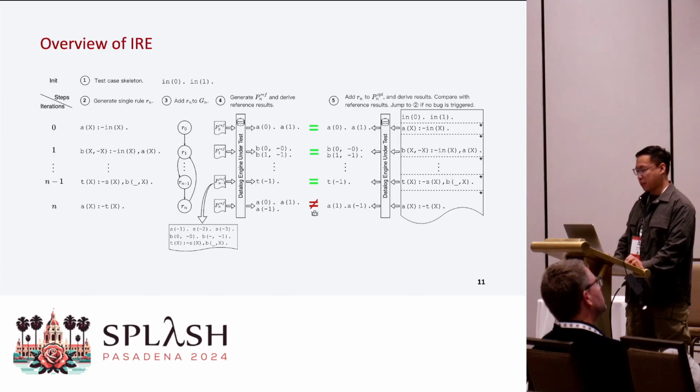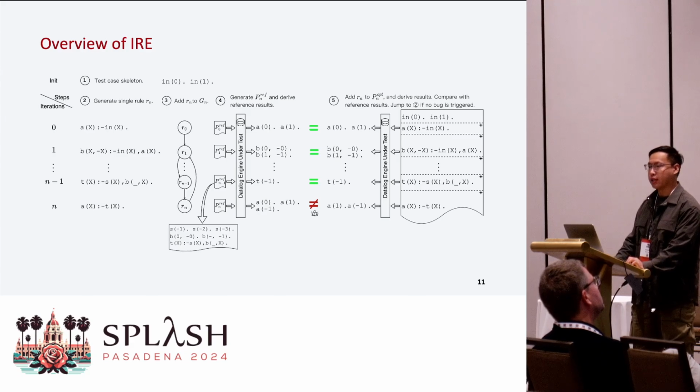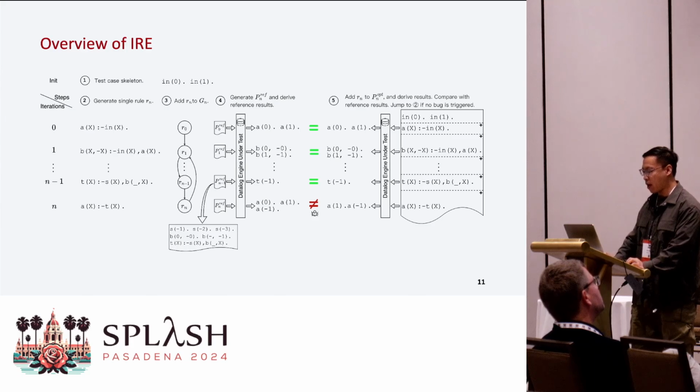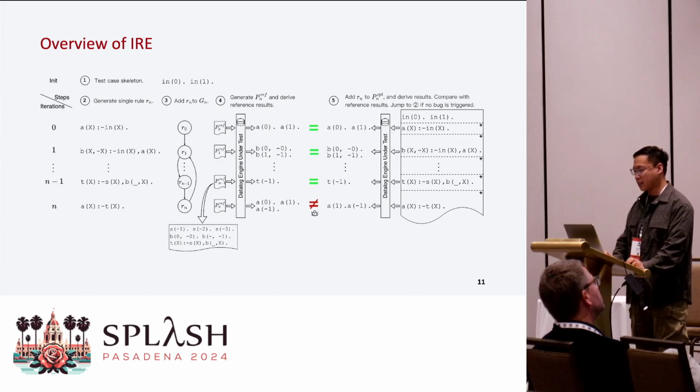Our approach begins by generating the initial inputs and the definition of corresponding relations. Then we enter the iterations and generate a rule in each round. To determine the execution order of the reference program, we construct a precedence graph in which each node represents a rule and each edge indicates a dependency relationship between the nodes.